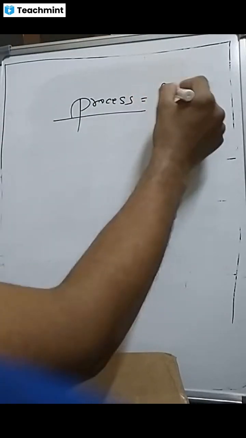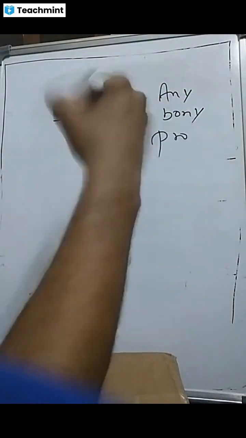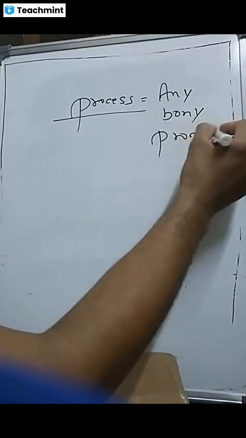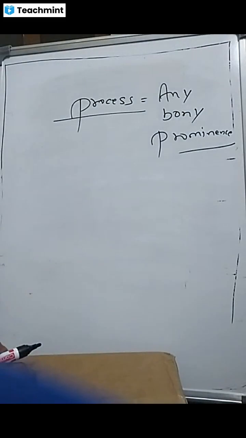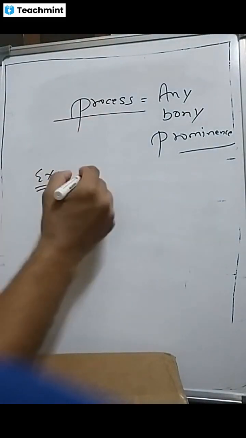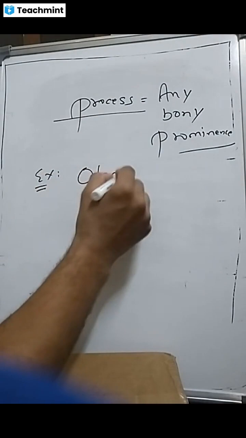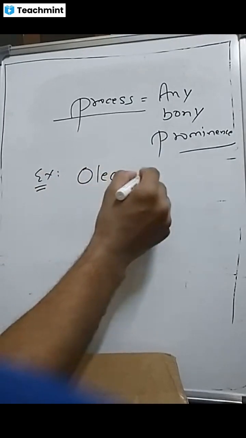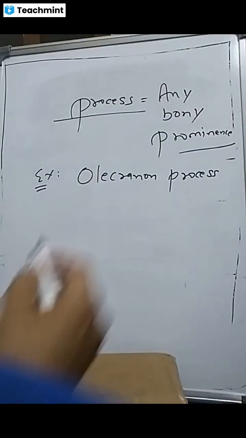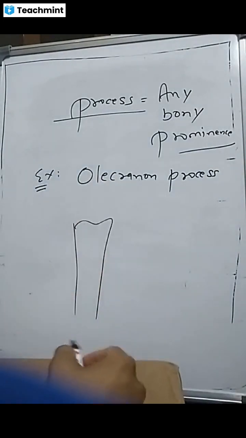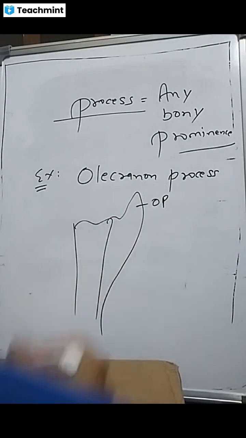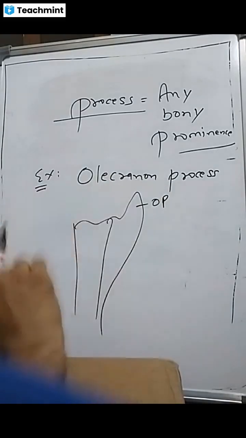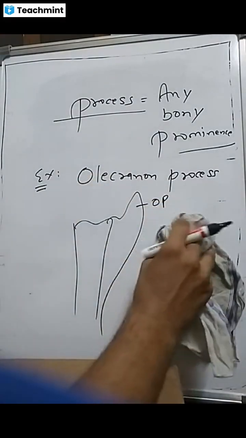Process: bony prominence. Bony prominence is called process. Example, the best example you already know, olecranon process. This is radius and this is ulna, olecranon process. So what are the orthopedic problems related with this olecranon process?